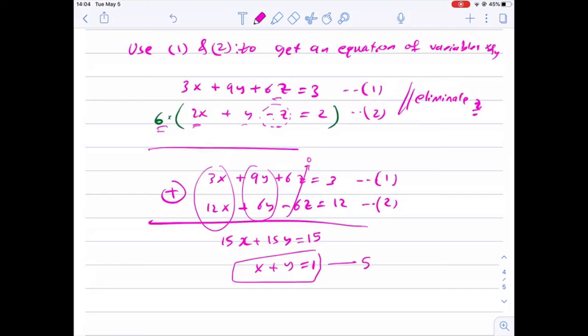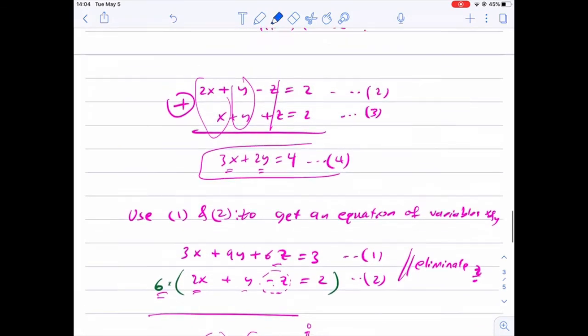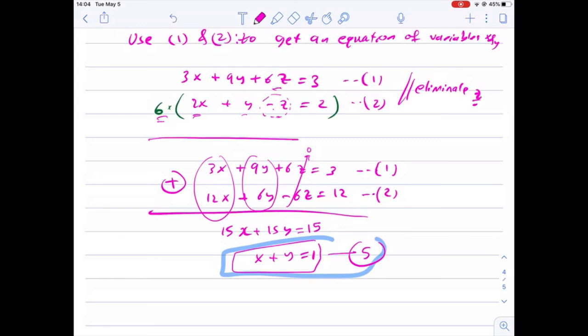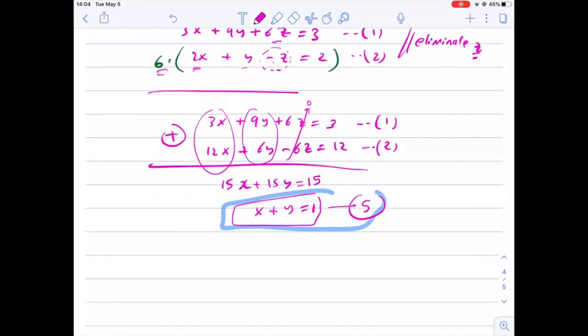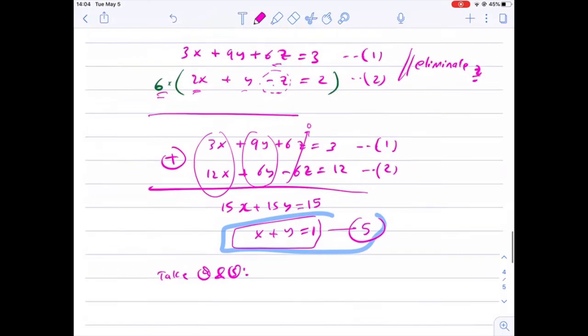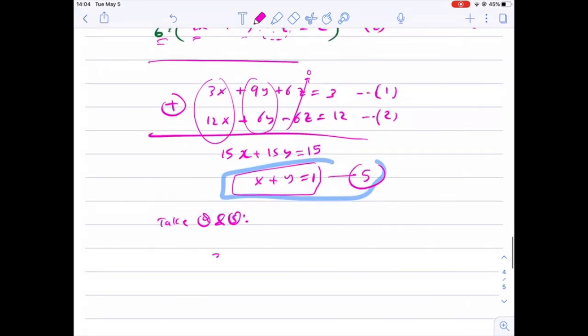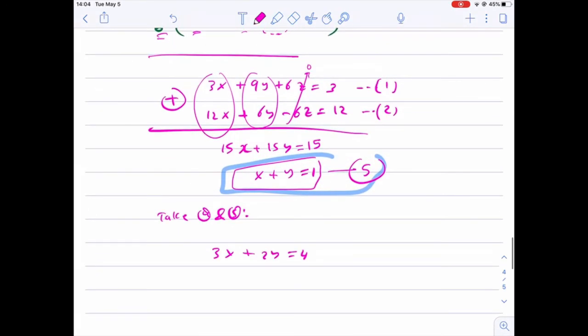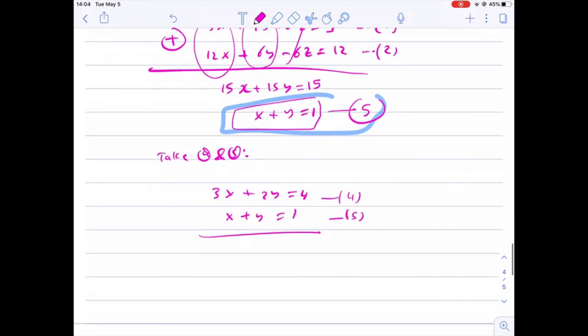This is equation 5. Now since equations 4 and 5 have the same variables x and y, we can solve for x or for y. I mean, we can solve this system by using either the elimination method or the substitution method. So we consider the system, take 4 and 5 and solve them simultaneously. So number 4 is 3x plus 2y equals 4, and number 5 is x plus y equals 1. This is 4, this is 5.